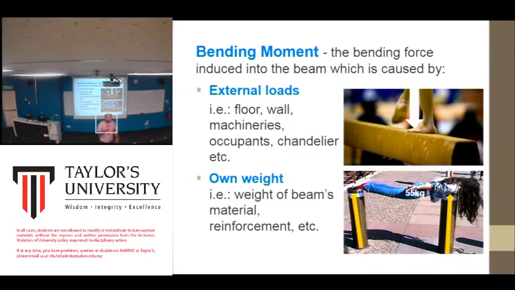And then the bending force induced into the beam is caused by external loads and also the own weight of the beam itself. So what are the external loads? For example, floors, walls, machineries, occupants, and many more. And own weight is the weight of the beam itself. Some beams are made from concrete, some from timber, and some from steel. It depends on the type of material.